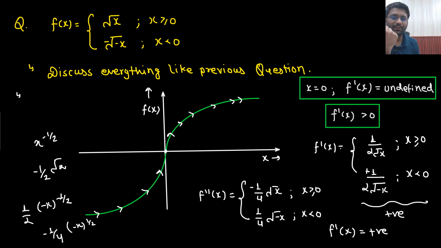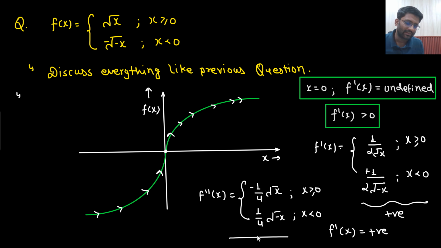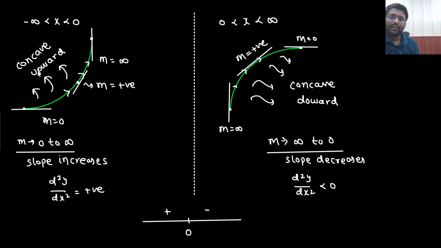So for x greater than 0, it is always negative, and for x less than 0, it is always positive. You can put any value, x equals to minus 1, you put x equals to minus 2, it is always positive, and here it is always negative. So you can say that, sir, at x equals to 0, here it is always negative, here it is always positive. But without even finding f double dash x, you should be able to comment. And concavity is changing, concave upward, concave downward.